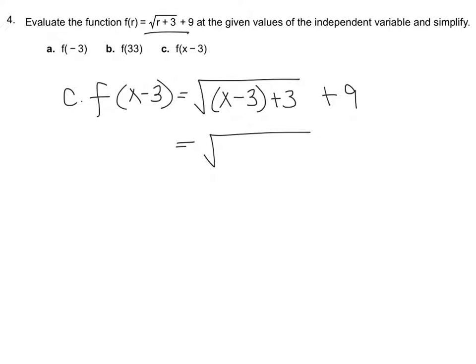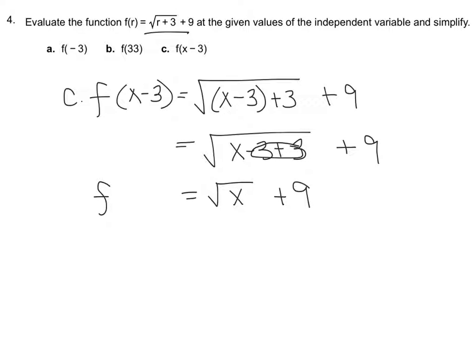And if I simplify the expression underneath the square root, I can just take out the parentheses. So this becomes x minus 3 plus 3, and then plus 9. And then the negative 3 and the positive 3 cancel. Those become 0. And I'm left with the square root of x plus 9. So my expression for f of x minus 3 is the square root of x plus 9.